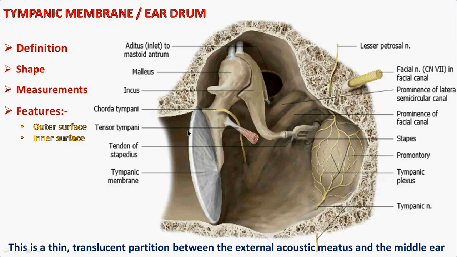The outer surface of the membrane is lined by thin skin and it is concave, and the inner surface provides the attachment to the malleus. The handle of the malleus extends up to its center. The inner surface is convex. The maximum convexity lies at the tip of the handle of the malleus, and this portion is called the umbo, U-M-B-O. Okay, we will see.